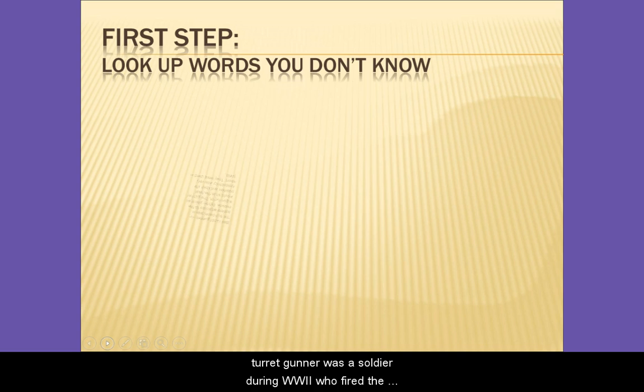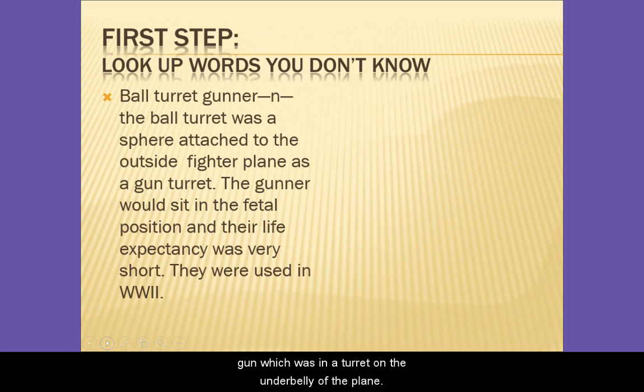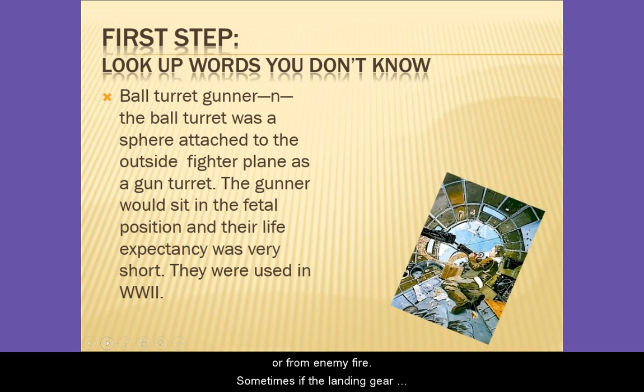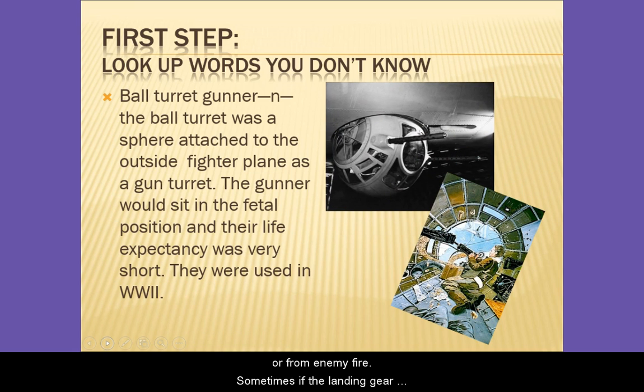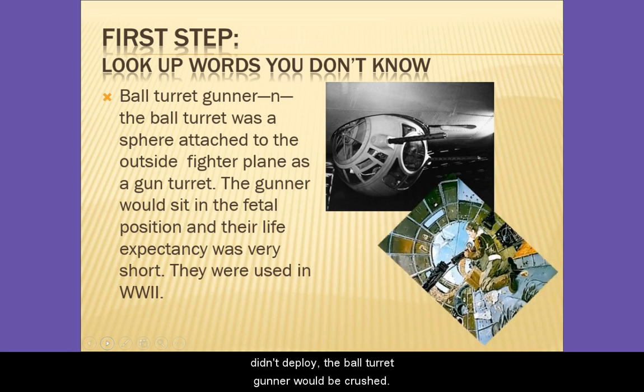A ball turret gunner was a soldier during World War II who fired the gun which was in a turret on the underbelly of the plane. Obviously, there was little protection from the elements or from enemy fire. Sometimes, if the landing gear didn't deploy, the ball turret gunner would get crushed.